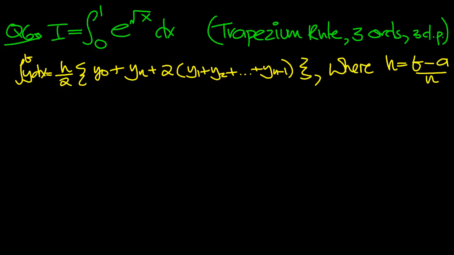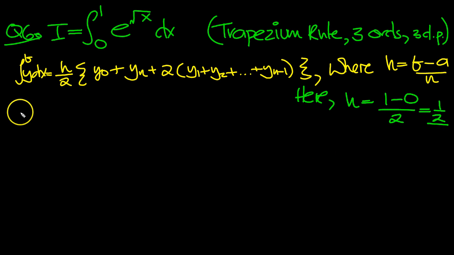Use the trapezium rule to work out this integral between 0 and 1 using 3 ordinates and 3 decimal places. Here's the formula for the trapezium rule, and we've got h equal to this value here. So let's work out h first. h will equal b minus a, so the interval. Here's the b value, here's the a value, so it's 1 minus 0. We've got 3 ordinates, so the number of intervals is 2, so that's 1 over 2, which is a half. So there's our value of h.